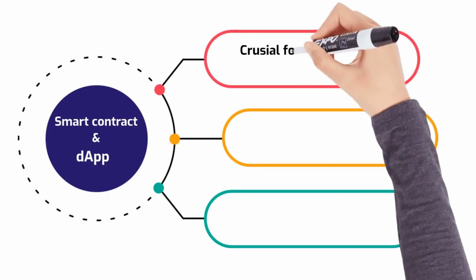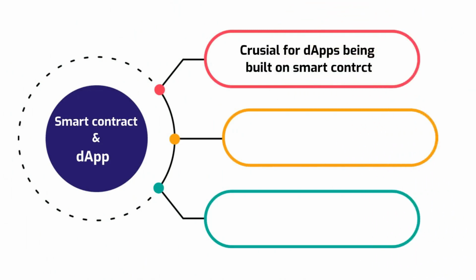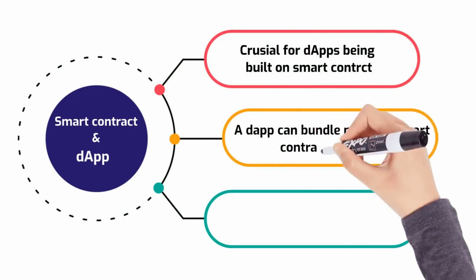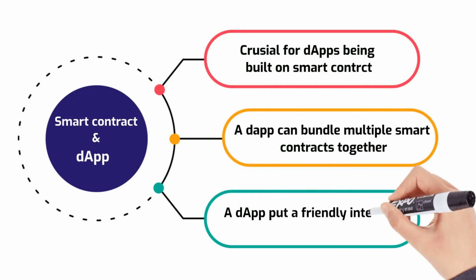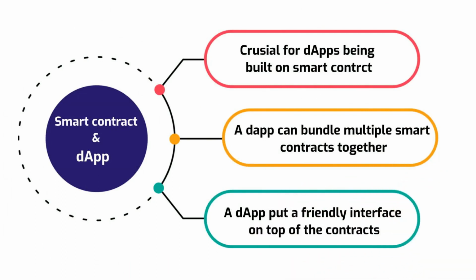They're also crucial for decentralized applications being built on smart contract platforms. A dApp can bundle multiple smart contracts together to do more sophisticated things and can also put a friendly interface on top of the contracts.